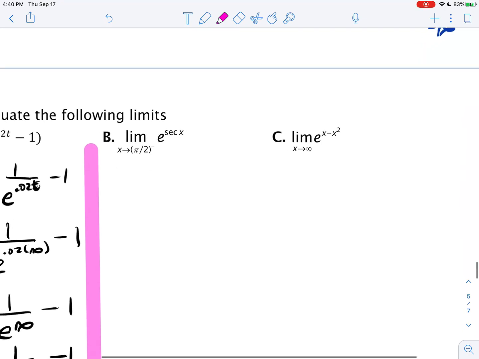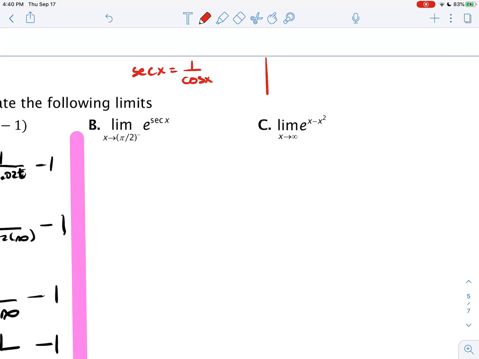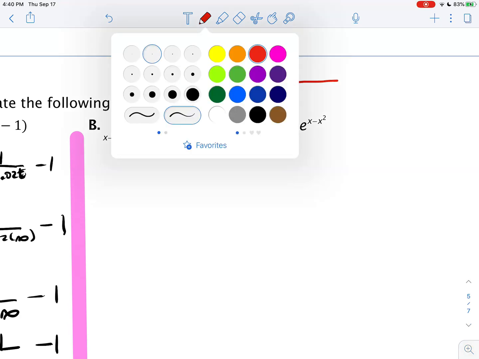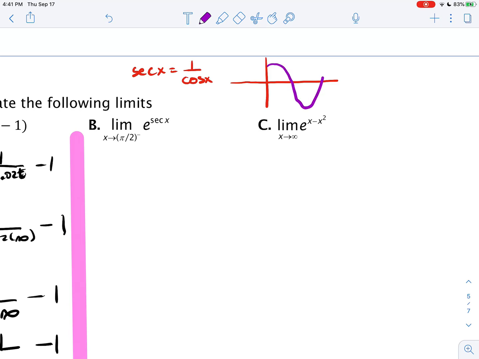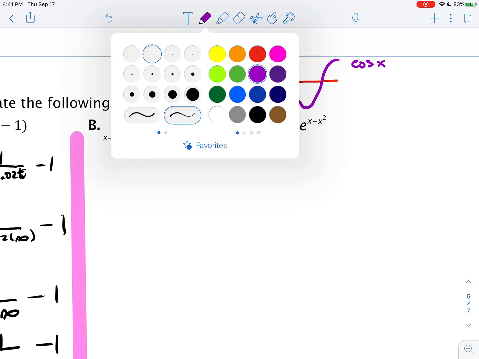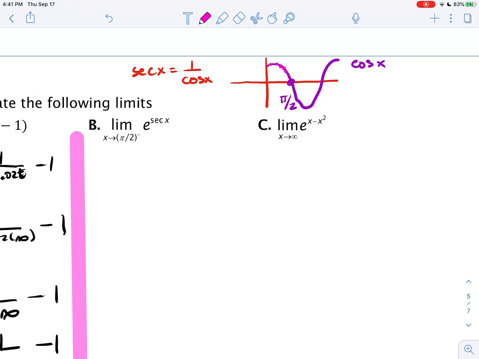This is as x approaches pi over 2 from the left. So I just want to review that secant x is equal to 1 over cosine x. Good. And if you remember your cosine function is going to look like this. That's cosine x, and this is pi over 2. Good. So if we're coming from the left, we see that our function outputs are positive cosine approaching 0, right? Cosine is approaching 0 there, so just to take a look at that secant in there.